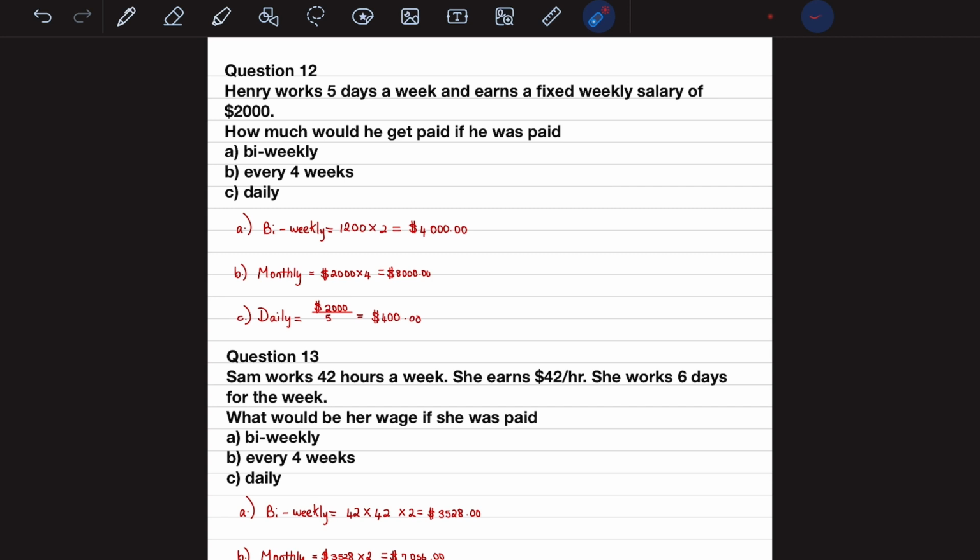Alright, so bi-weekly is 2 weeks. 4 weeks, of course, we multiply the salary of 1 week by 4. And daily, we can simply divide the weekly earnings by the number of days worked in that week. Right, so for question 12 and question 13, you will have realized that we have to work out the wages if it wasn't given. All right, let's move on.